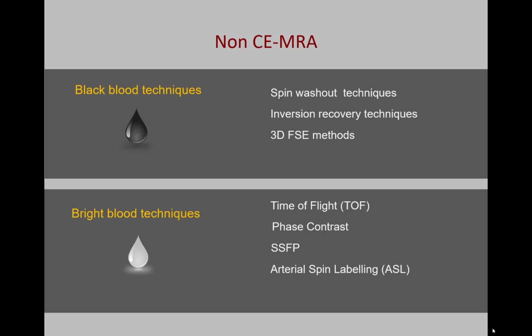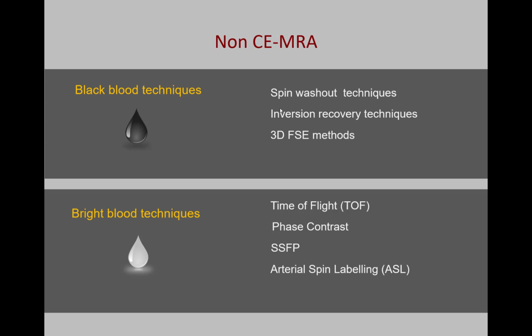So here are some of the options we have available in non-contrast enhanced MRA. In black blood techniques, we have spin washout techniques, inversion recovery techniques, and 3D fast spin echo methods. With bright blood approaches, we've got time of flight, phase contrast, steady state free precession, arterial spin labeling, and this isn't even an exhaustive list. So for the rest of this video, we'll concentrate on the black blood techniques and we'll pick up the others later.